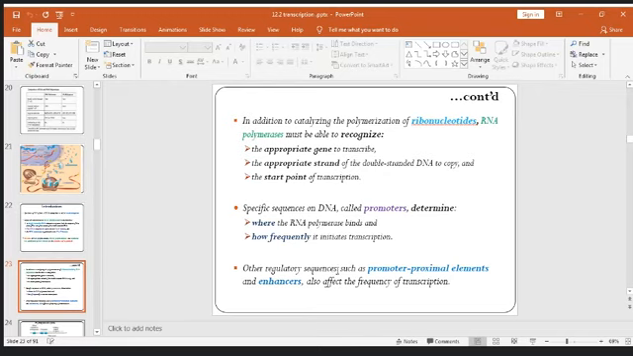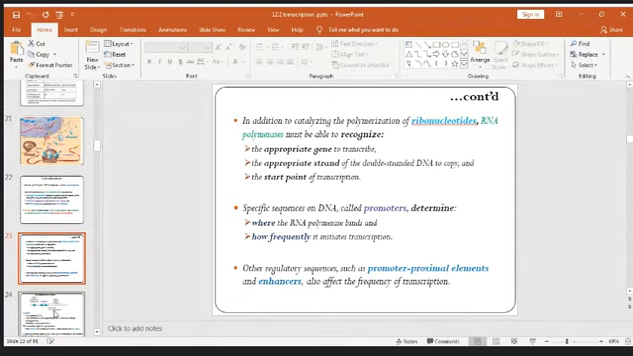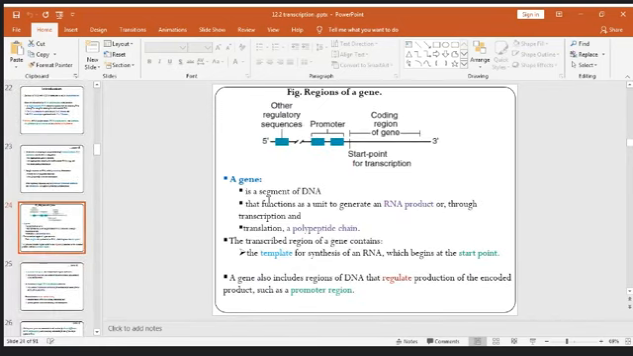There are other regulatory sequences on the parental DNA, such as promoter proximal elements and enhancers. The gene enhancers can be used to activate that specific process. The promoter proximal element regions can also act as other regulatory components for the transcription process, and they also affect the frequency of transcription. They may slow it down, or they may activate it. Enhancers are commonly known to activate and facilitate the transcription process. And we see those regions.